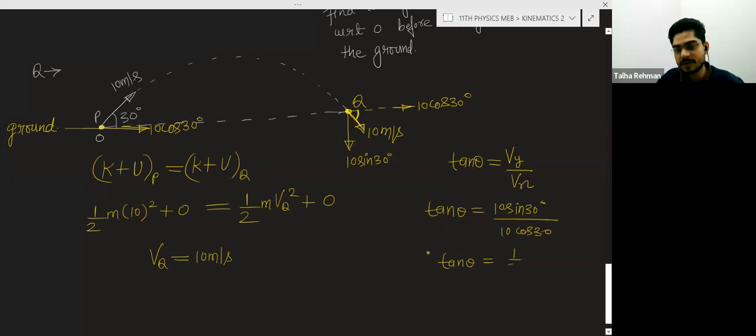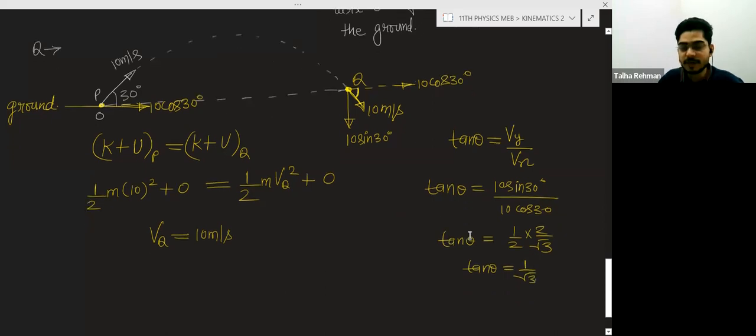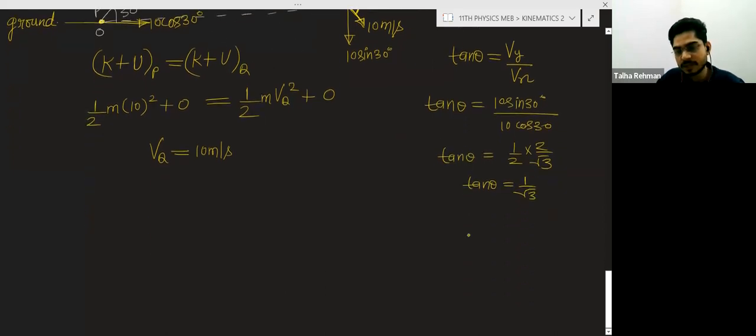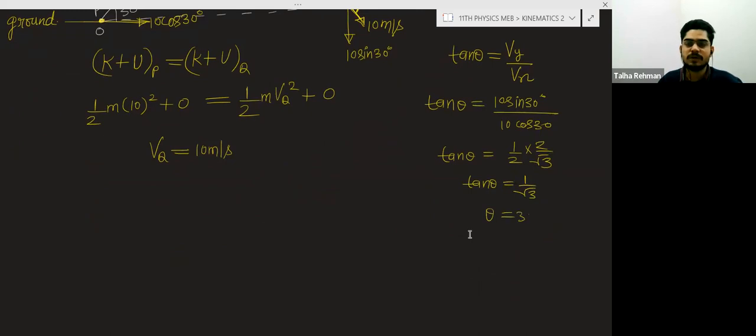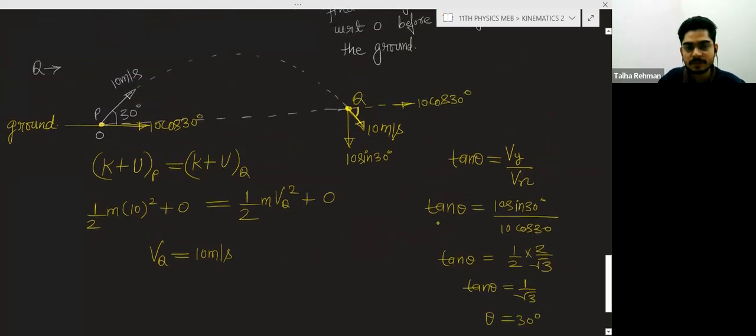The 10s will cancel out. Sin 30 is 1 by 2, cos 30 is root 3 by 2, so it will be 2 by root 3, and the 2s cancel out. Tan theta you will get 1 by root 3, and at what theta is tan theta 1 by root 3? Theta is equal to 30 degree. So this angle will be 30 degree.